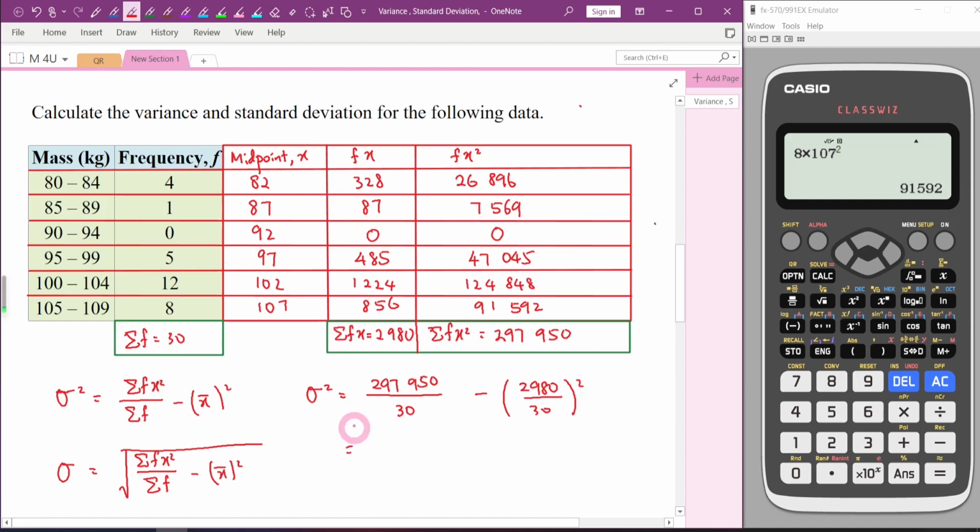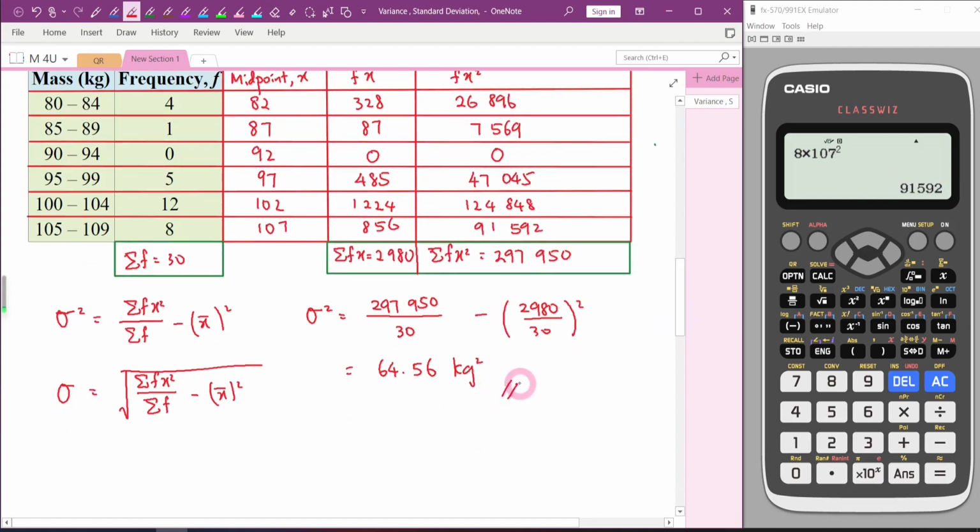Okay, this is for variance. Let me calculate it. 297950 divided by 30 minus the mean square. Okay, let me just round it off to 4 significant figures. It will be 64.56. Since the given unit here is kilogram, for the variance we square it, right? So it will be kilogram square. Okay, this is for variance.